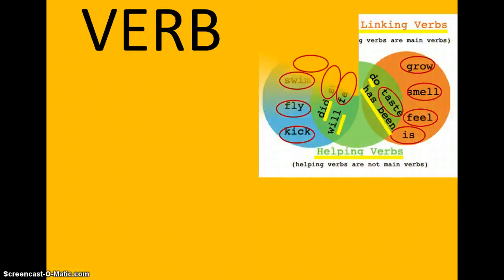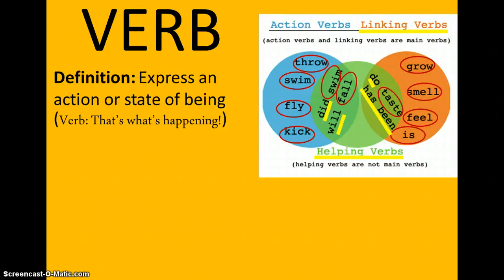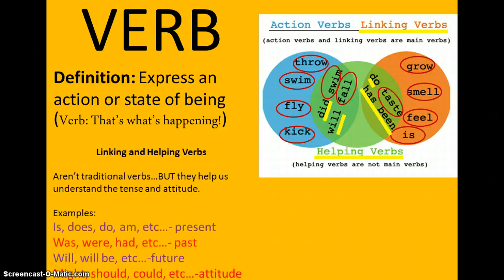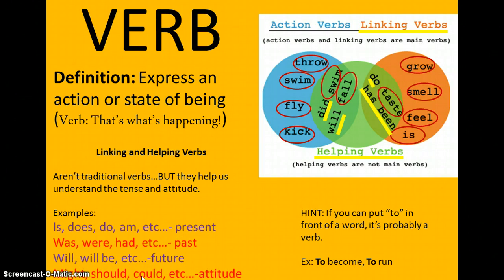Lastly, we've also talked about verbs, how verbs express an action or state of being. We further explained that state of being refers to talking about tense and attitude. Tense means telling you that something is in present, past, or future tense, and attitude is words such as might, should, could. And if you put to in front of a word, it is probably a verb.